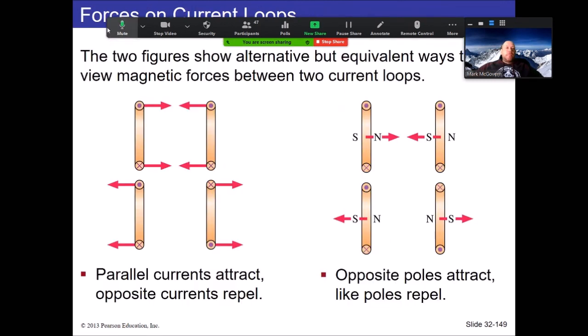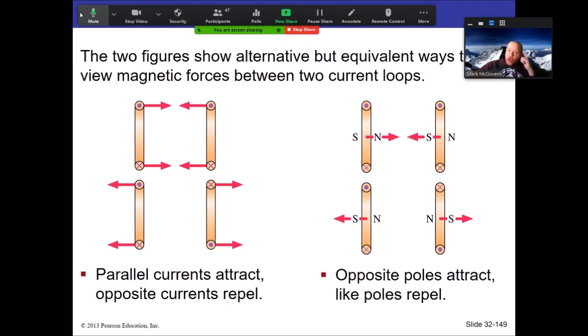All right, so we can apply this to current loops as well. So in the picture on the upper left here, if we have our loops identical, it's like the currents are going in the same direction. That's an attraction. And on the bottom, we are going to flip one of those loops, and that's like the currents are going in opposite directions, and it produces a repulsion.